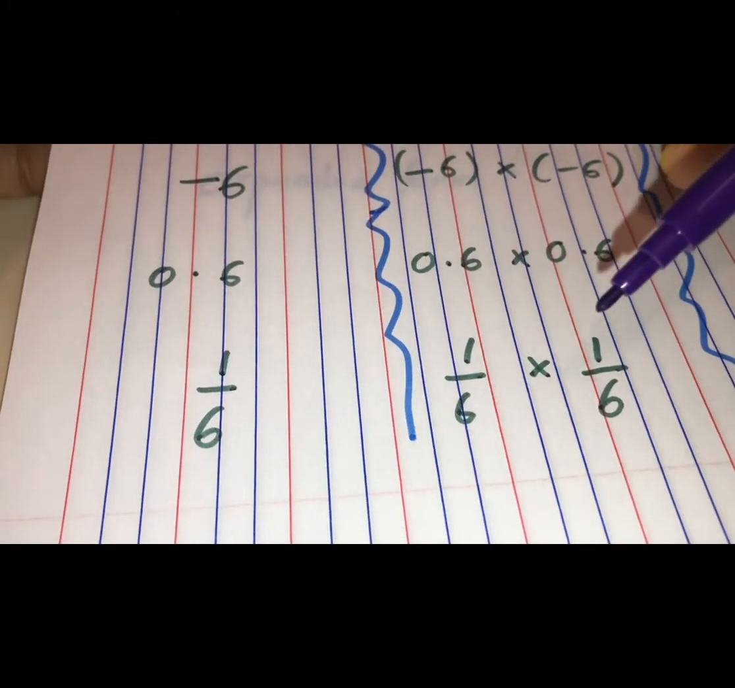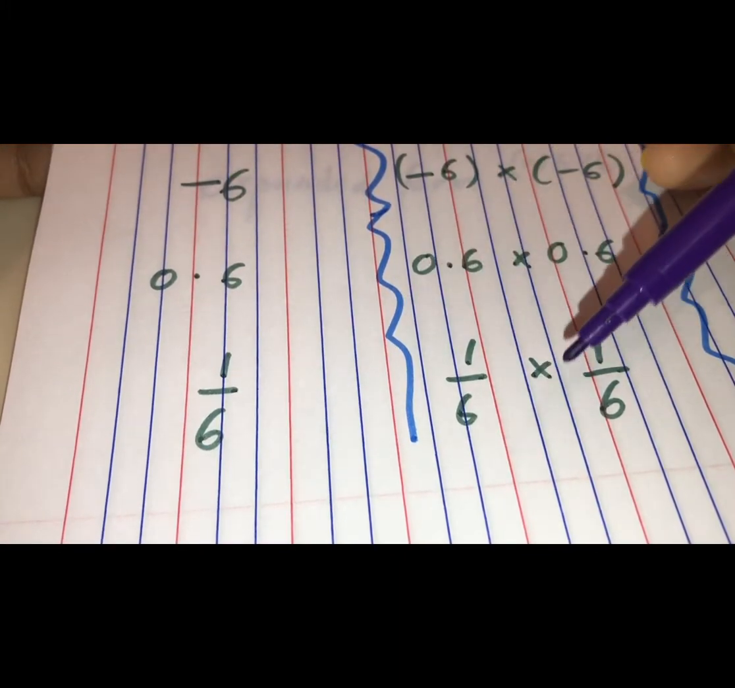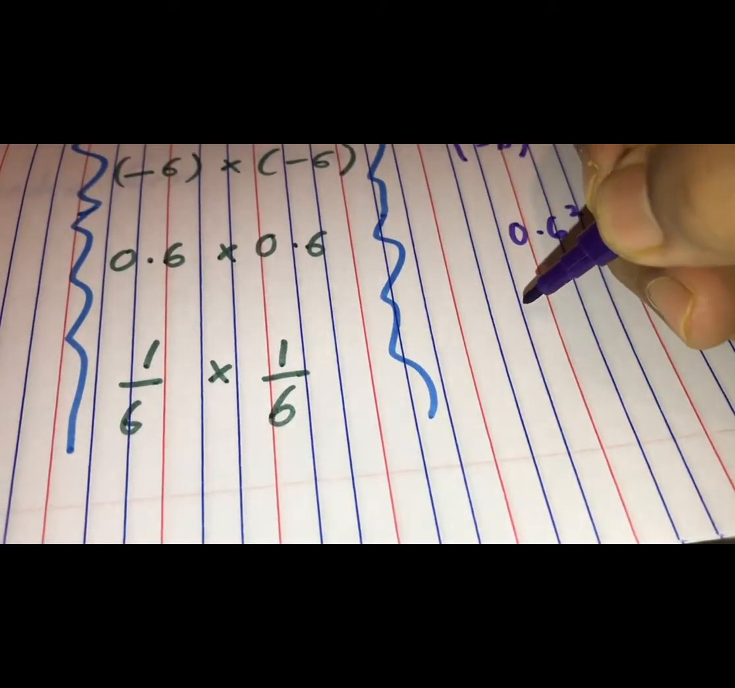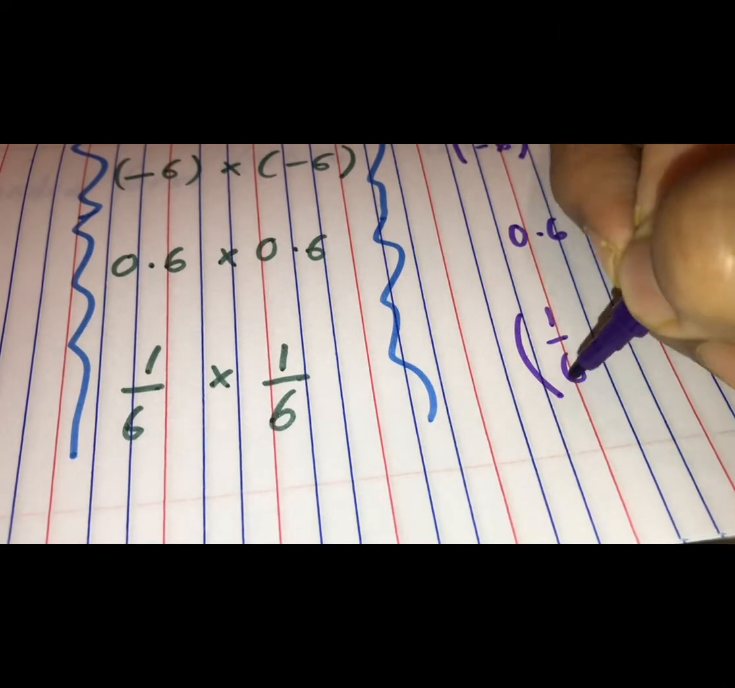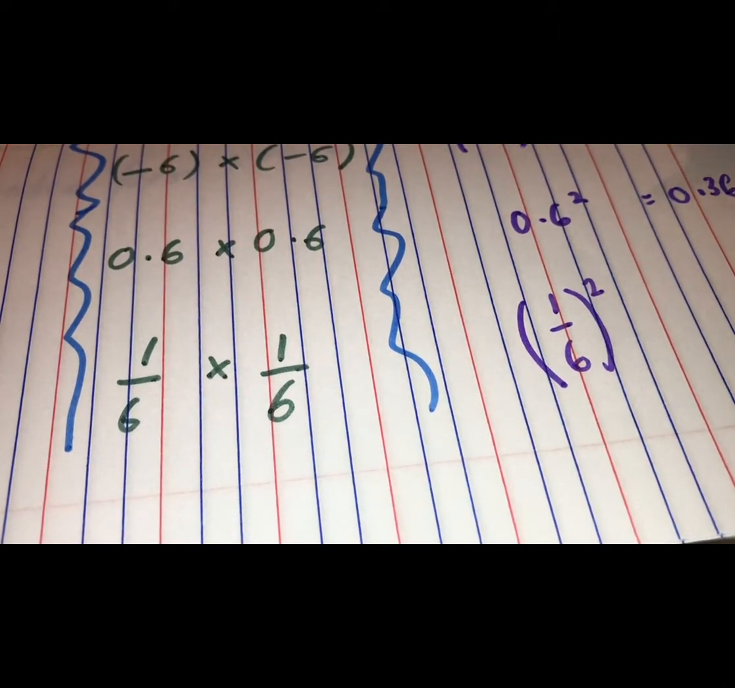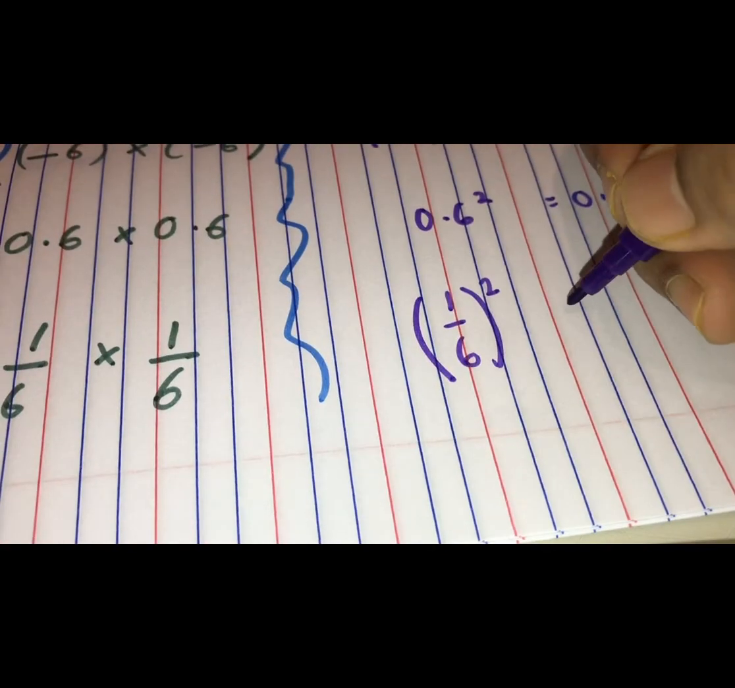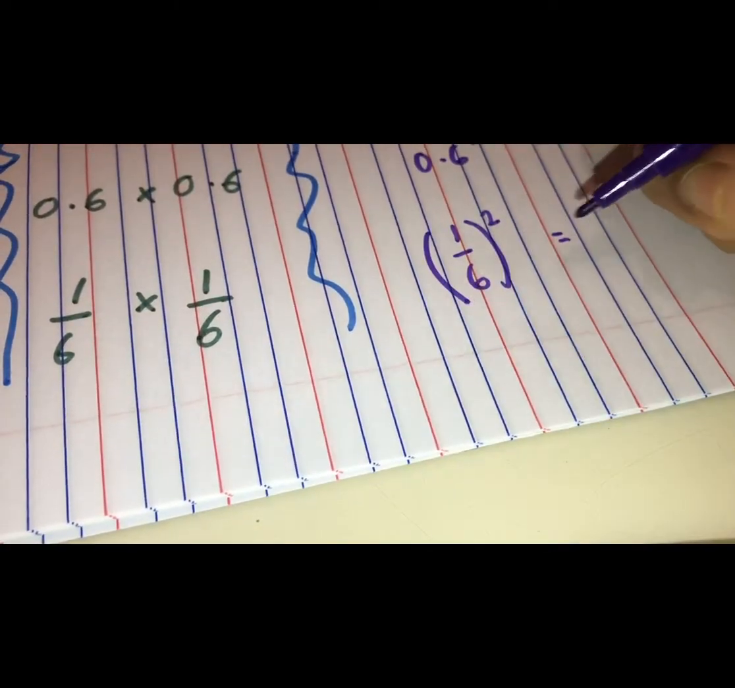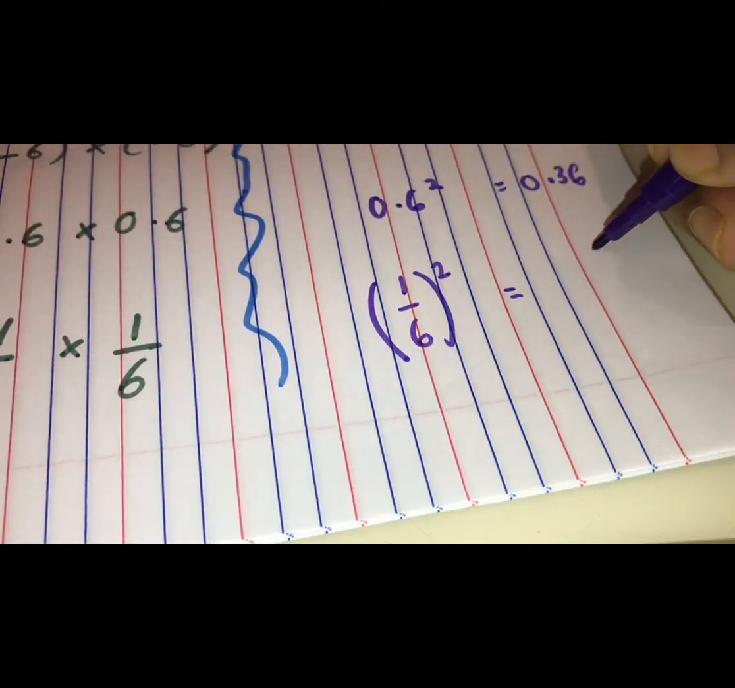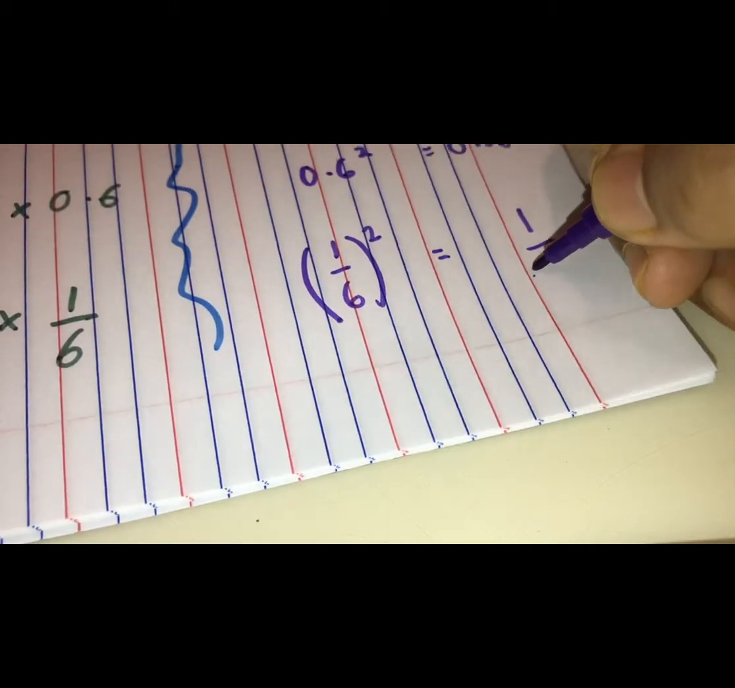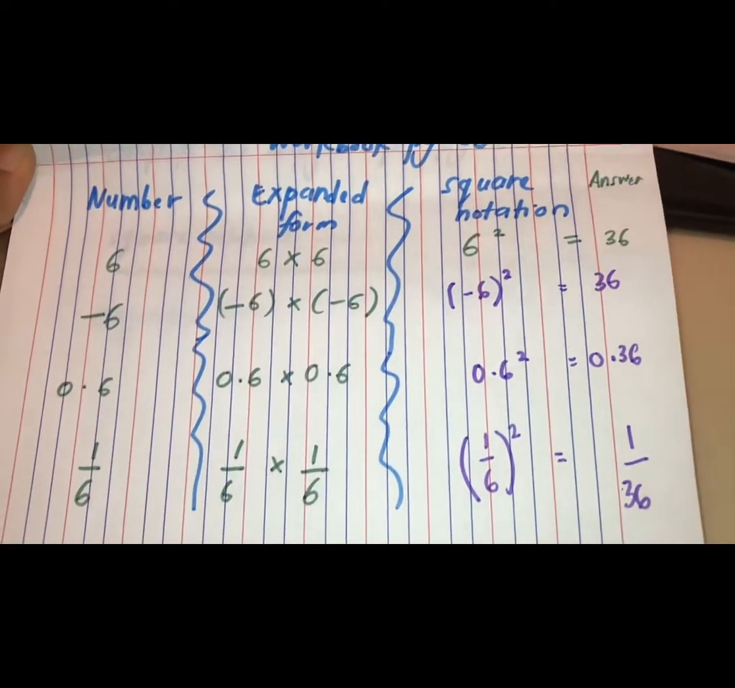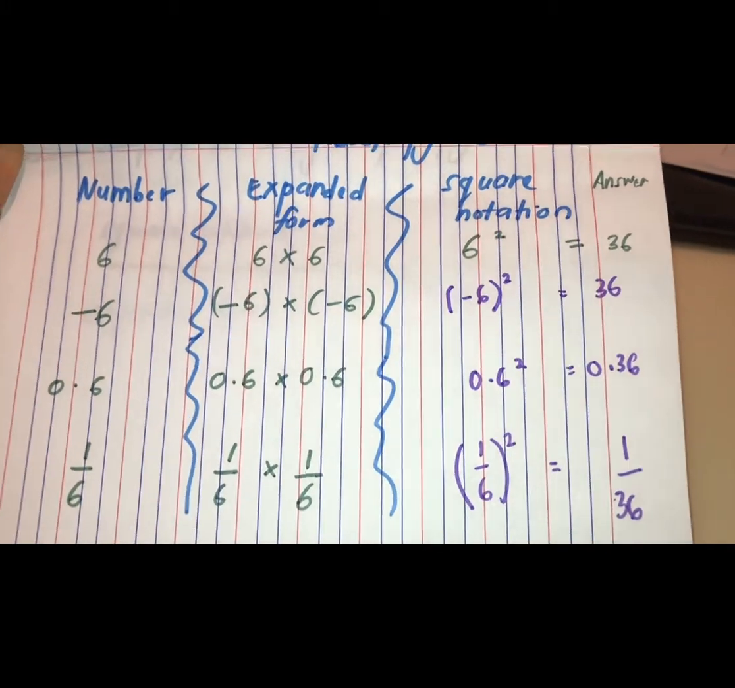If the question asks for expanded form, 1/6 times 1/6. How do you write in the form of the square notation? You have to open bracket, 1/6 square. If it is a fraction, you must open bracket when you press your calculator. So the answer, 1/6 times 1/6, 1 times 1 you get 1, 6 times 6 you get 36. This is about the number, expanded form, and the square notation.